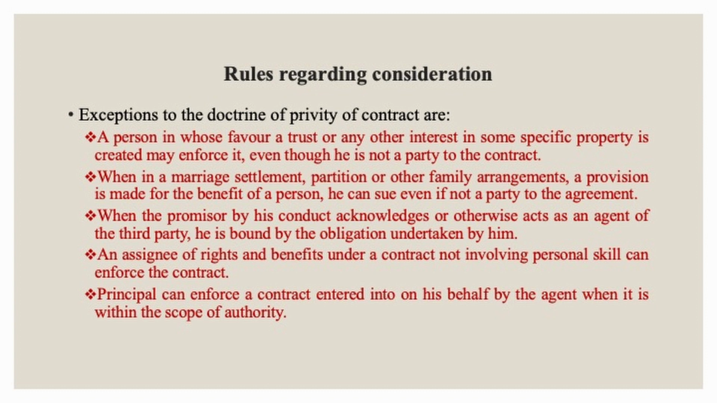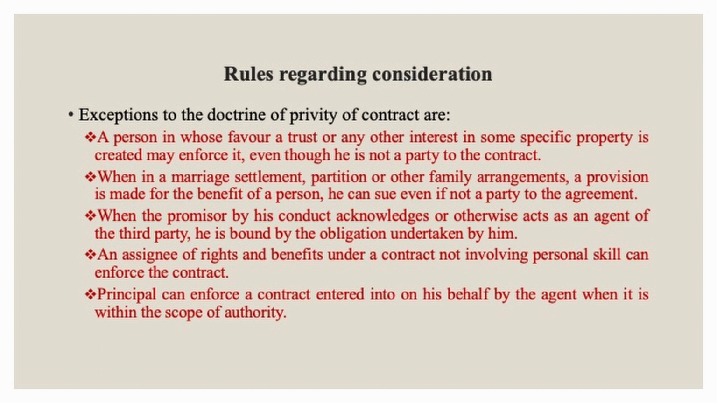Where an agreement is made with regard to marriage, partition, or other family arrangements, and a provision is made for the benefit of a person, he can sue though he was not a party to the agreement. For example, two brothers A and B partitioned the joint properties and while doing so agreed to invest in equal shares a sum of money in order to maintain their mother. Here, the mother can enforce the agreement and seek her sons to make the investment because though she is not a party, she derived benefit from it.